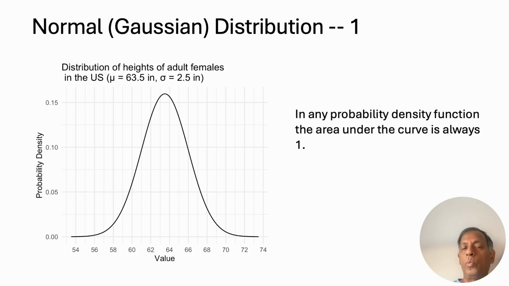Now, one important point is in any probability density function, the area under the curve is always 1. That's the total probability. That area is always 1, and the shape merely tells us how that one unit of area is distributed across the range of the values. It could be uniformly distributed, or it could be peaked in one place, or peaked in two places. It could be a curve where more values are on the lower end, or more values are on the upper end, etc. That's a distribution, but the total area is always 1.